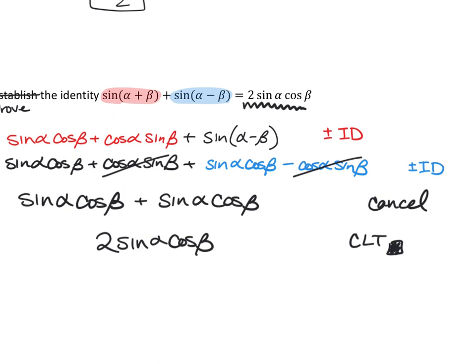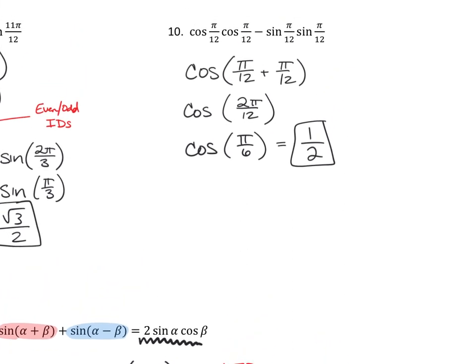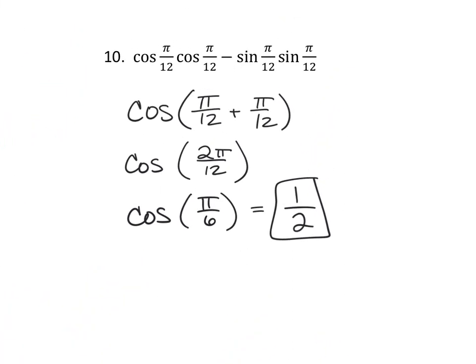Hey, can I grab your attention for a second? I made a mistake. Cosine of pi over 6 is not 1/2. It's square root of 3 over 2. My bad. Y'all should tell me when I do something silly, guys. Sorry. Cosine of pi over 6 is square root of 3 over 2. My human was showing. So sorry.